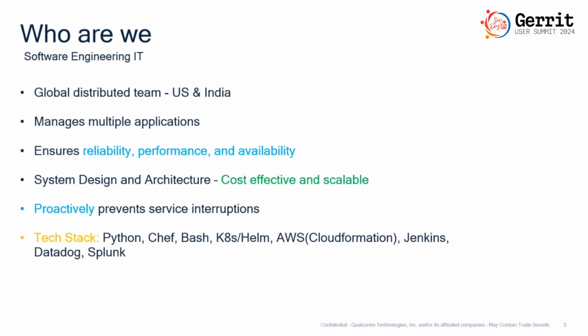So we try to design our architectures or systems to be cost-effective and scalable. That's our base for anything to begin with. We try our best to proactively prevent service interruptions. Our tech stack is Chef for on-prem, K8s, Helm, Python is our go-to, and AWS. All the latest and greatest DevOps technologies are being used in Qualcomm.